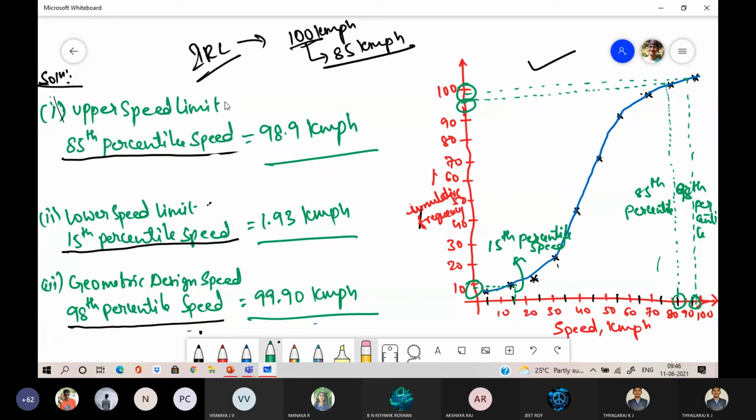Simple. Remember, in the exam they will not specify 85th percentile speed. They will specify only upper speed limit, lower speed limit, and geometric speed. That is speed for geometric design. So these are the three values you are going to get from the graph. I hope you have understood how to plot this graph, right? How to calculate cumulative frequency and how to plot. Is it clear?